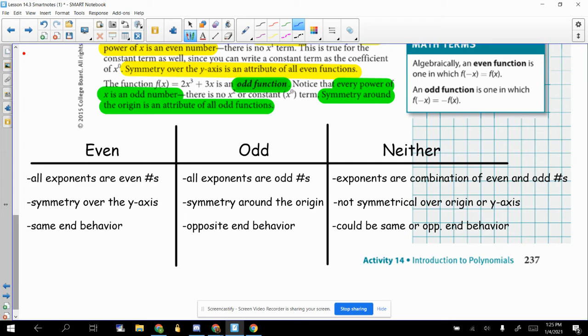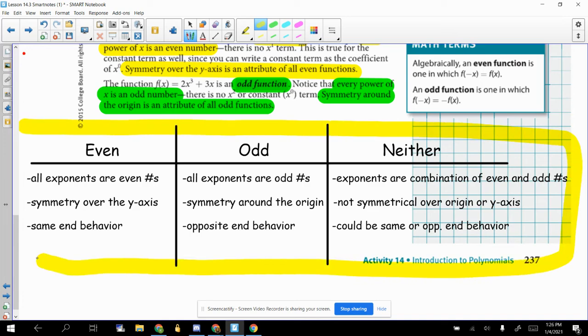I would definitely jot this down. Okay, so all of this right here tells you whether it's an even, odd, or neither function. Okay, so an even function, all exponents are even numbers. We talked about that. There will be symmetry over the y-axis.